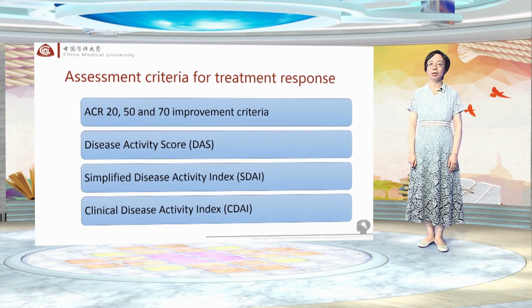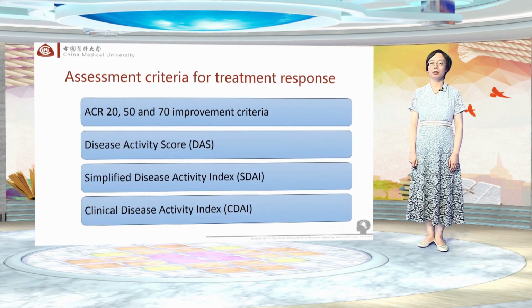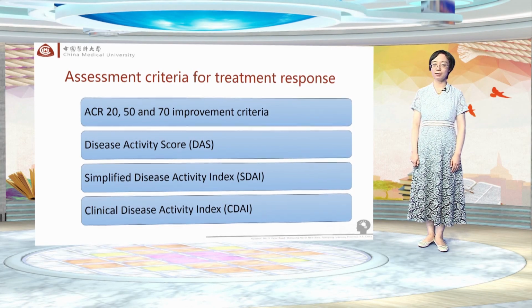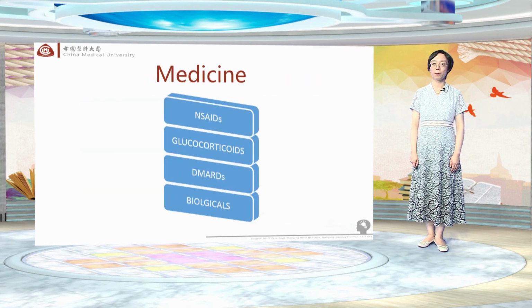questionnaire. These criteria are commonly used in clinical trials as an endpoint for comparing the proportion of responders between treatment groups. In contrast, the disease activity score, simplified disease activity index, and the clinical disease activity index are continuous measures of disease activity. These scales are used in clinical practice for tracking disease status and treatment response.